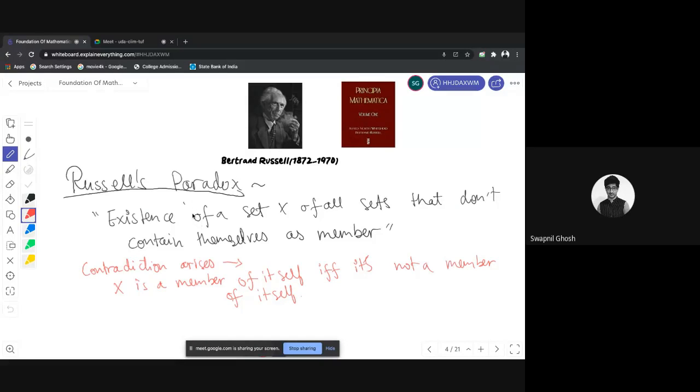where he showed that using Gottlob Frege's theory, he could prove the existence of a set X, where X is the set of all sets that do not contain themselves as a member. The contradiction arises when we try to understand whether X is itself a member of X, or is it not? So I'm going to give you a brief idea how this is arrived at.